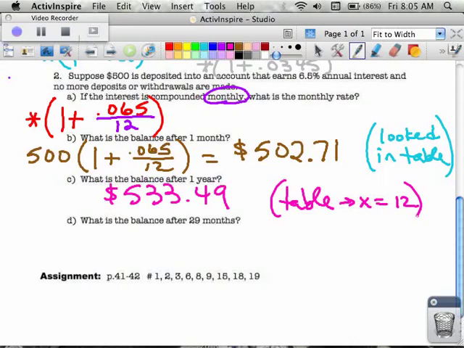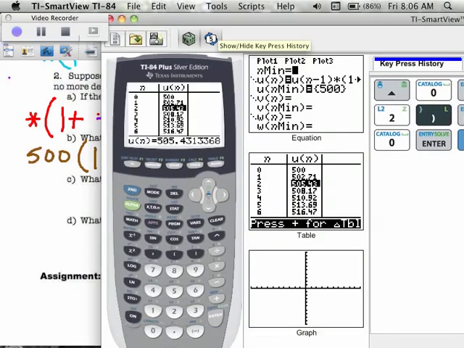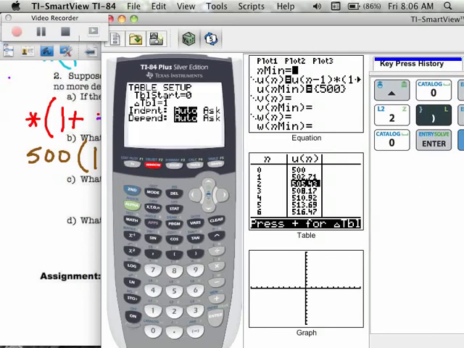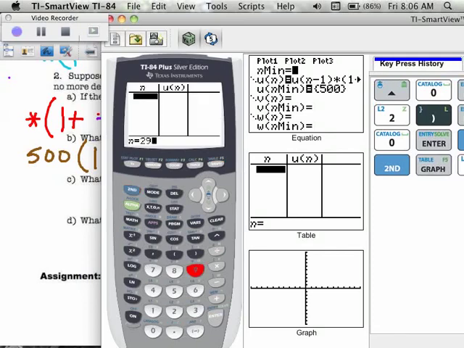How about 29 months? Well, after 29 months, you can scroll down to 29, or, as we talked about earlier, I can change what's going on in my calculator. I can go second table set, and instead of doing auto, I could go ask. And then I can type in any number I want, however many months later. Then I go into my table after that, and I can just type in 29 months later, and it'll tell me how much money that is. $584.80.